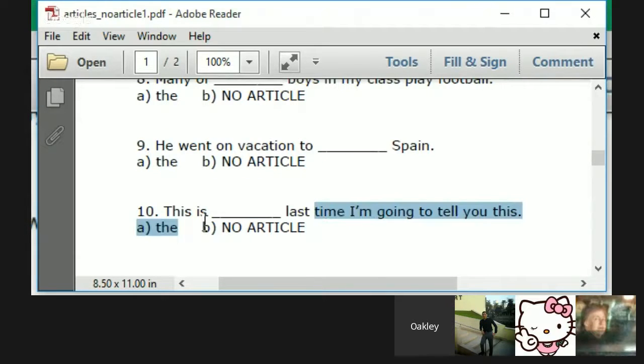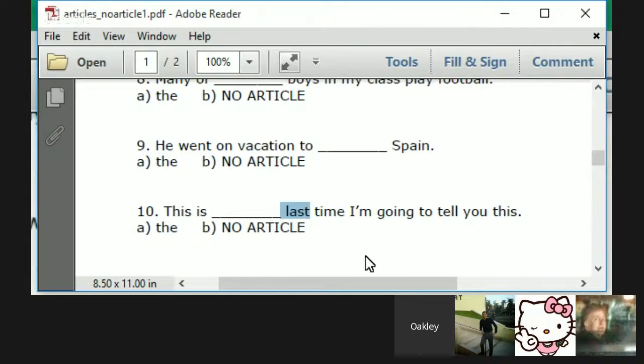Right. And last, Heidi. This is the last time I'm going to tell you this. Okay. The word time is very confusing when using articles because it can be uncountable when we're talking in general. Time heals all wounds. No article. It's uncountable. Time in general. When we're talking about specific occasions, then it becomes specific. Okay, this specific occasion. This is the last time. It's specific also because of the adjective.